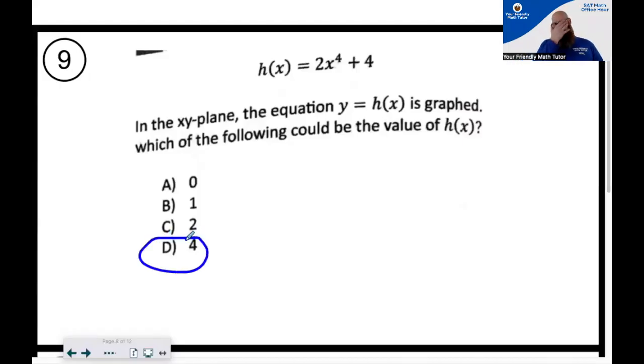All right. So once we throw it into Desmos, it makes it a lot easier. But again, you might know that x to the fourth is kind of like a parabola in a way. It looks a little bit like a parabola going up, starting at the vertex at the origin. And then it's vertically stretched by 2 and then up 4. So clearly 4 is the only one that can be. Anything below that, it would never go through. But if you don't know that, then Desmos can really help you.